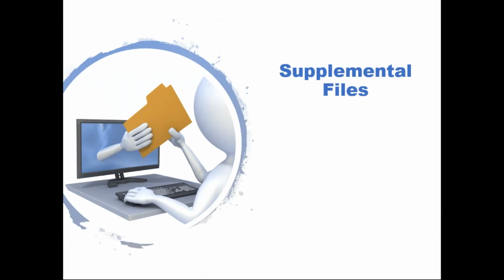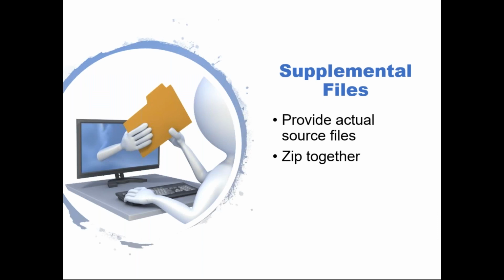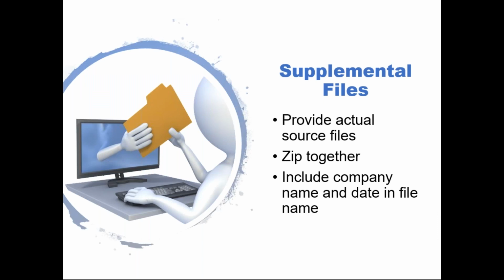Now, those supplemental files, you want to provide actual source files and zip them together and include company name and date in the file name. So it makes it easy for the vendor to find. And then you also want to make sure that you provide 2 names for each department in your company in case one person is out of town or sick, so that the vendor, if they need to reach someone in case of a question or a problem, they have the ability to do that.